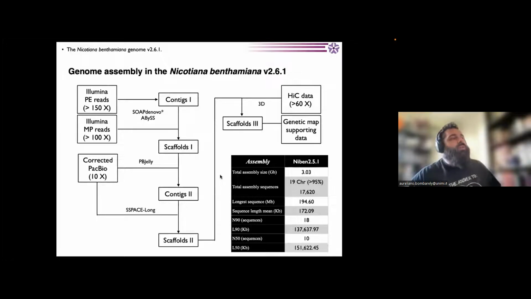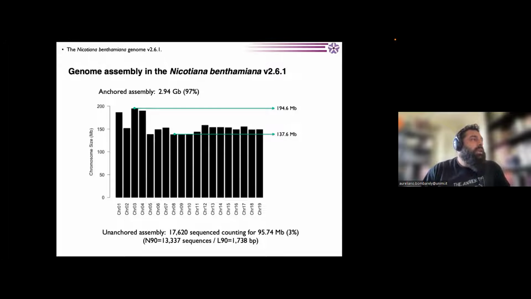So we ended with a genome with a total size of 3.303 gigabases, which is more or less the estimated genome size. We were able to anchor more than 95% of this assembly into chromosomes, and we still have some small scaffolds. As you can imagine, the longest sequence is chromosome size, 194 megabases. Here you can see more or less the distribution of the different chromosomes. Some of them are bigger, some of them are smaller.